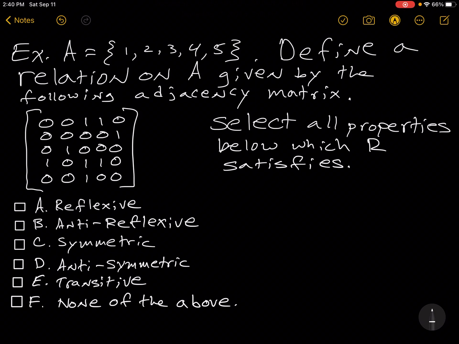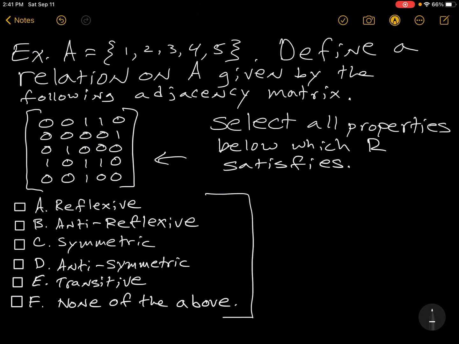This example is very similar to some of your homework problems. You're given a set A here, the set containing the numbers 1, 2, 3, 4, and 5, and a relation has been defined by this adjacency matrix. And what you're supposed to do is select which of these properties the relation, we'll call it R, satisfies.